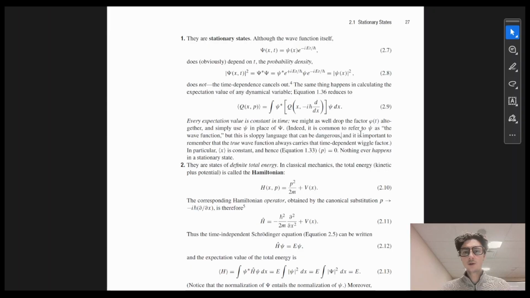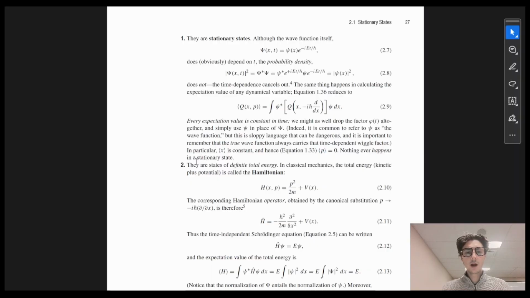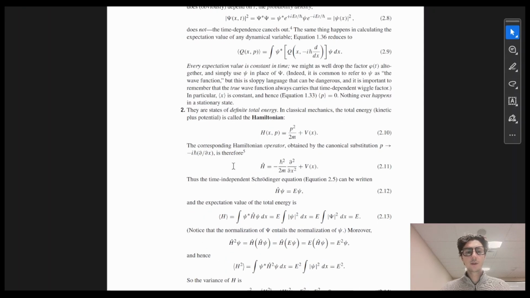Indeed, it is common to refer to psi as the wave function, but this is sloppy language that can be dangerous. It is important to remember that the true wave function always carries the time-dependent wiggle factor. In particular, the expectation value of x is constant, and hence, by equation 1.33, I don't know which one that is, the expectation value of p equals 0. Nothing ever happens in a stationary state.